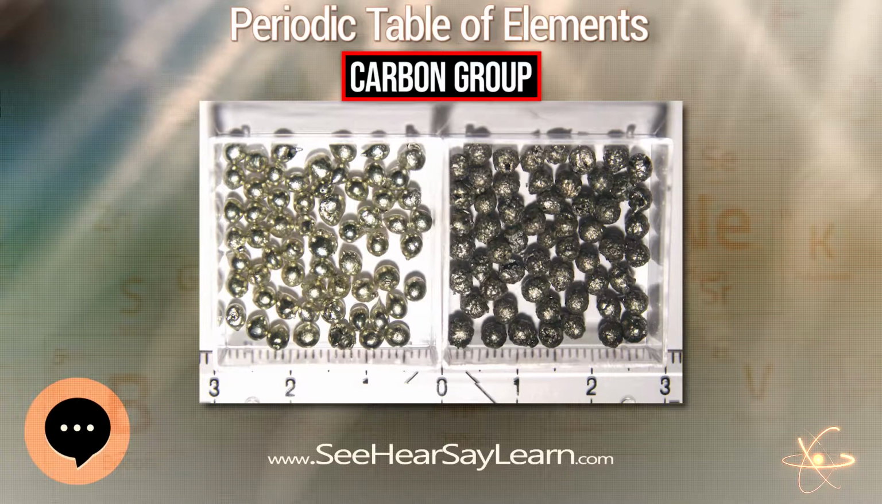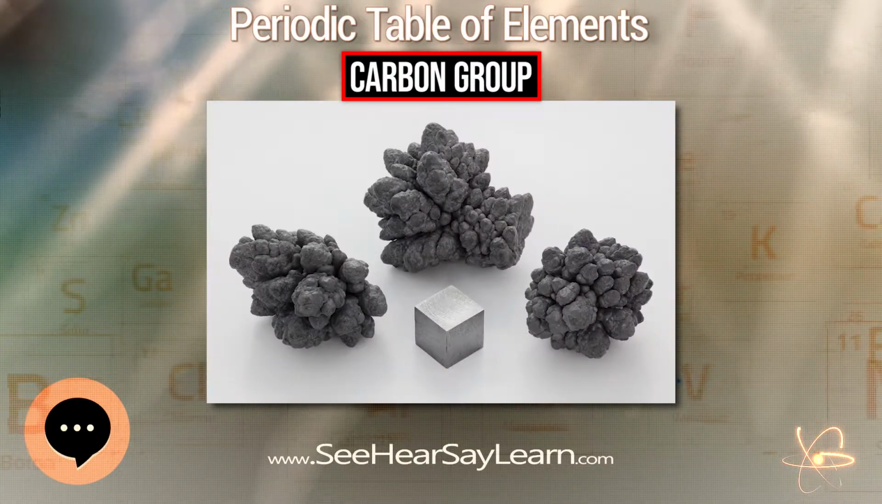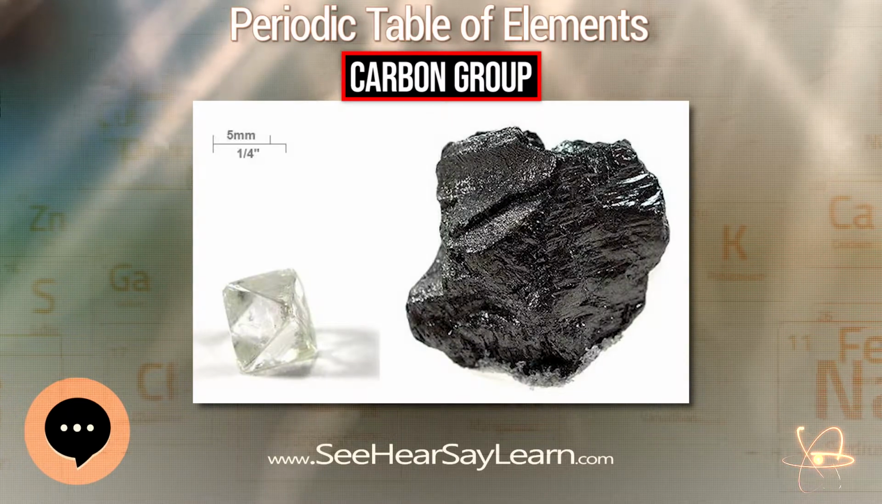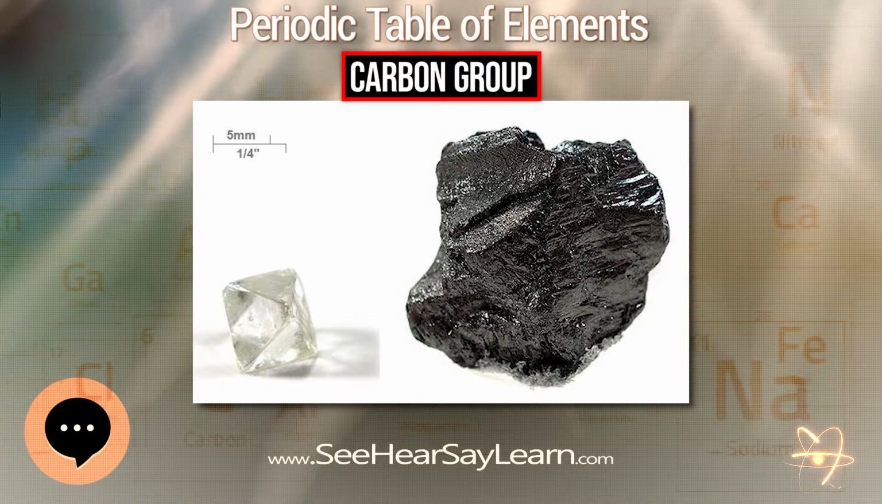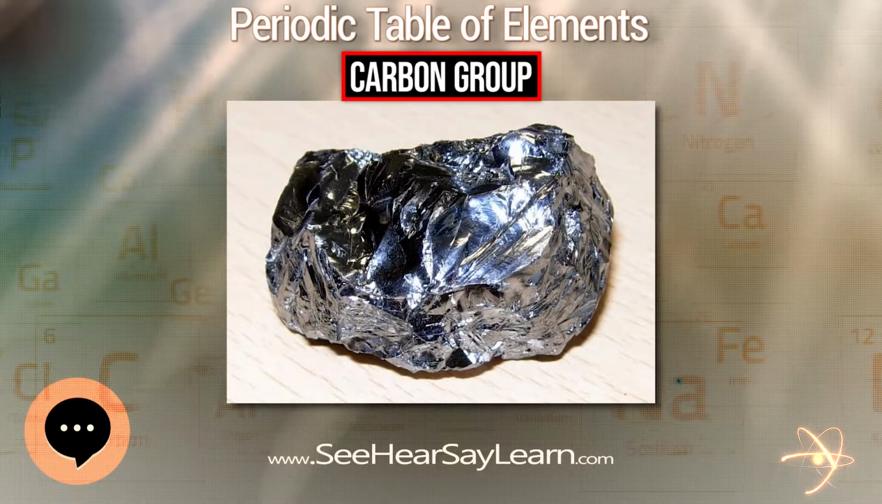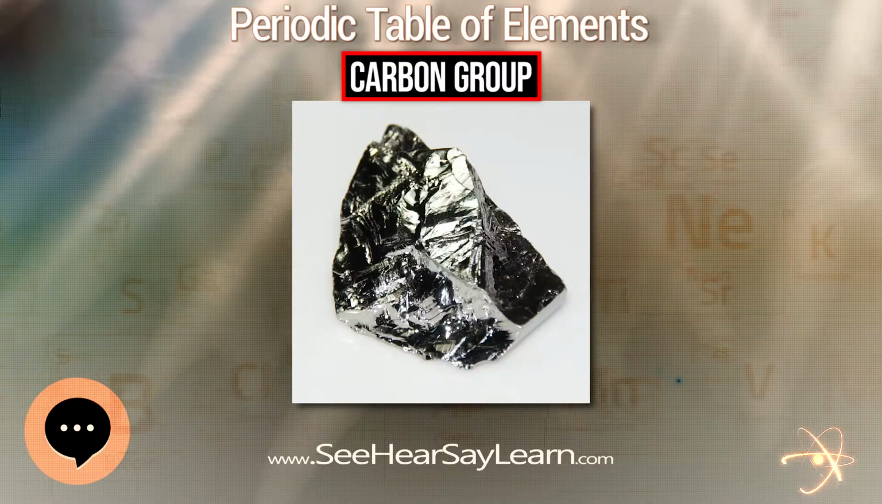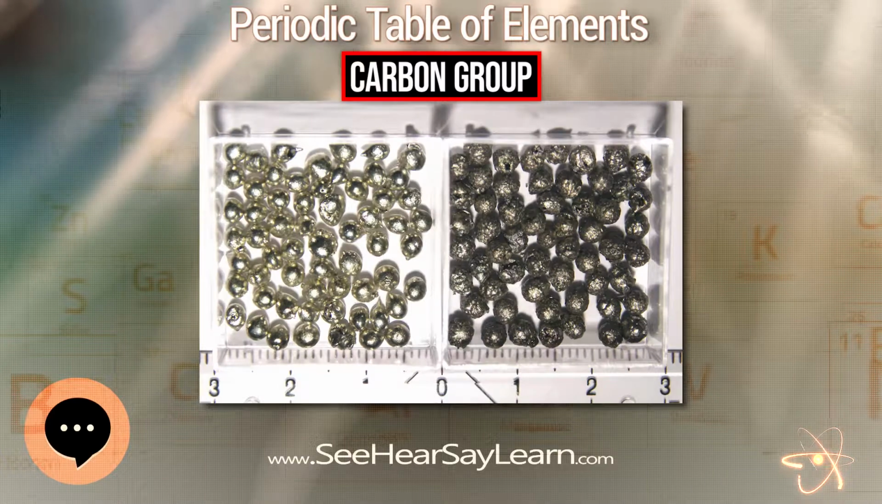Lead forms 1 hydride, which has the formula PbH4. Lead forms dihalides and tetrahalides with fluorine and chlorine, and forms a tetrabromide and a lead diiodide, although the tetrabromide and tetraiodide of lead are unstable. Lead forms 4 oxides, a sulfide, a selenide, and a telluride. There are no known compounds of flerovium.